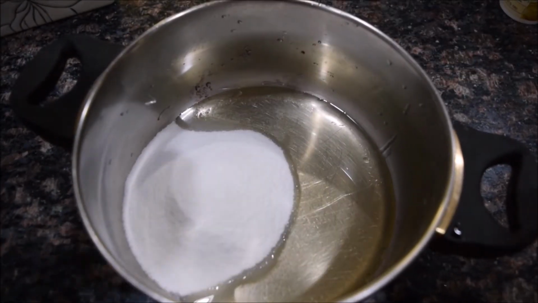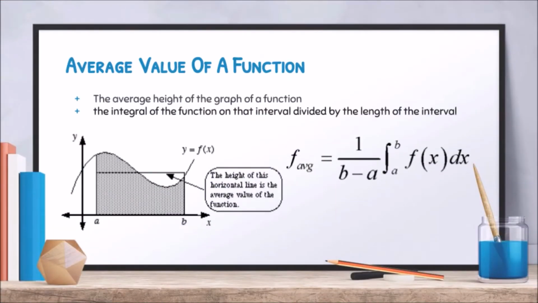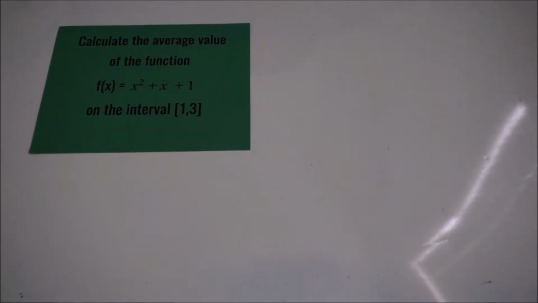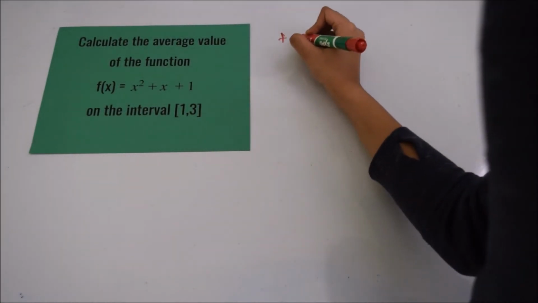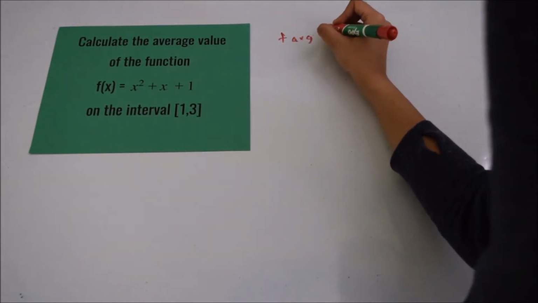The average value of a function is the average height of the graph of a function. The integral of the function on that interval divided by the length of the interval will result in the average value. The formula is 1 over b minus a, integral from a to b of f of x dx. Calculate the average value of the function f of x equals x squared plus x plus 1 on the interval from 1 to 3.